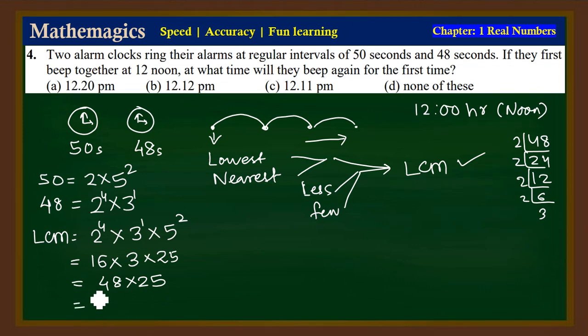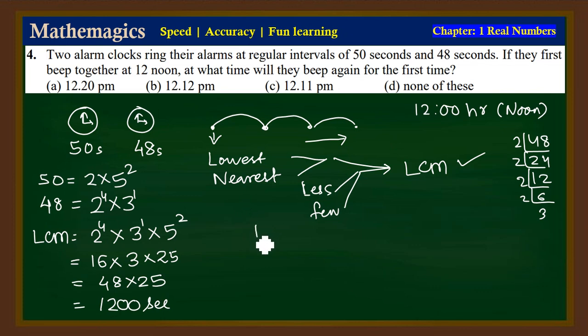The answer is coming 48 into 25. That is, we can say 1200, and that too it is a second. So now the question is asking regarding after how much time, or at what exact time, the bell will ring again. So we have to calculate 1200 second is how much minute.